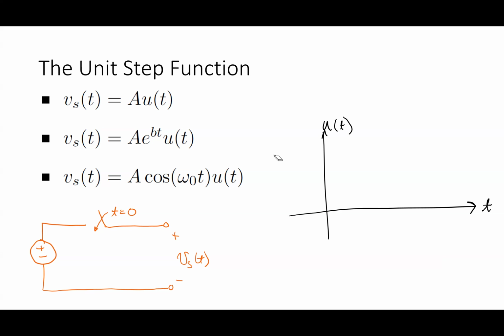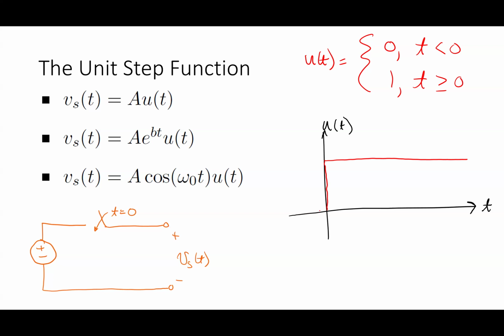It's a function where U of t is equal to 0 for t less than 0, and it's equal to 1 for t greater than or equal to 0. Right? So if I graphed it, it would look like this. It just goes to 1. We call it a unit step because it looks like a stair step. It jumps up at t equal to 0.